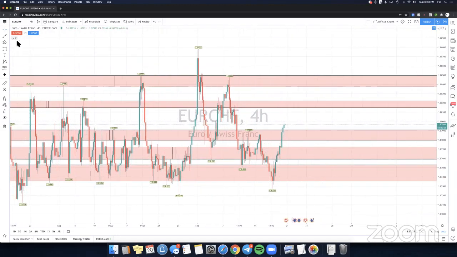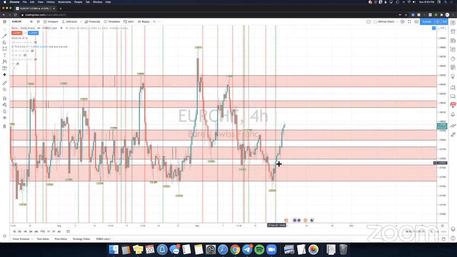However, it broke above the zone right here. And if you took this buy signal or if you caught it right here, you could have just ridden this to this zone. And then again, right here, same situation, it broke the zone. So this would have been a buy entry over here up until probably this next zone.